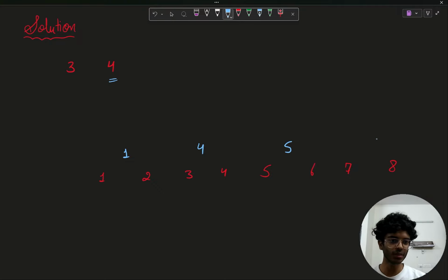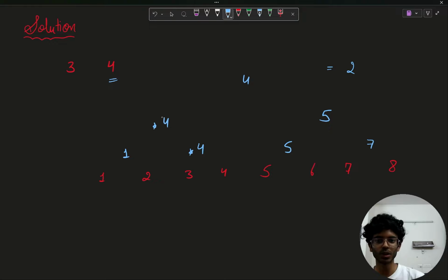We can make 5 win here. We can make 7 win over here, right? Over here also, it's better to make 5 win. Here we have to make 4 win, and here also we have to make 4 win. So the total number of indices in this case is equal to two, right? One over here, where we are making the bigger element win, and one over here, where we are making the bigger element win.